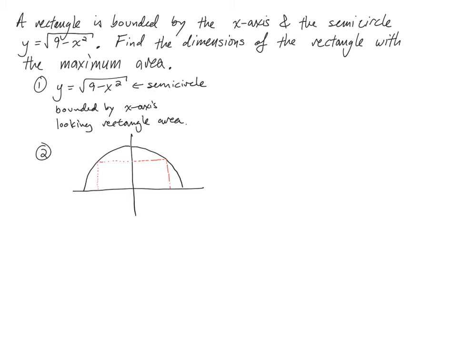So there's one example. Another example of a rectangle that would fit this would be right here. We go up to the semicircle, we go over to the other half of the semicircle and go down. And what we're trying to do is find the rectangle that has the largest area. So we can do that if we move on to step 3, which is get our equations down. So our equations, one of them was given to us. That is y equals square root of 9 minus x squared.